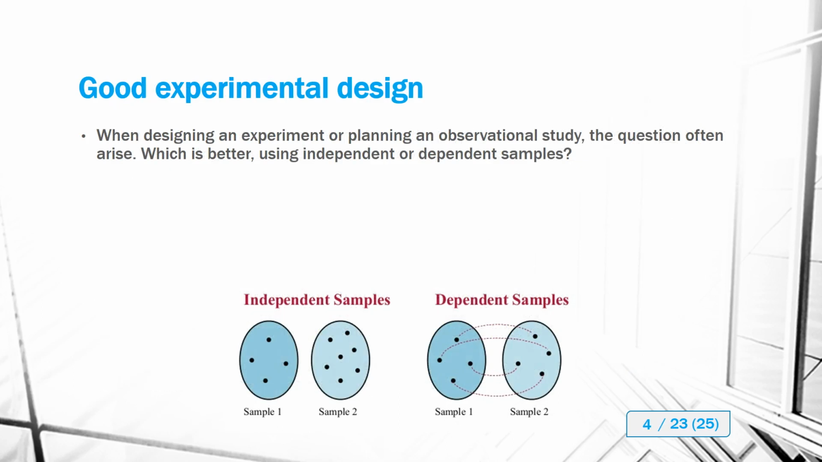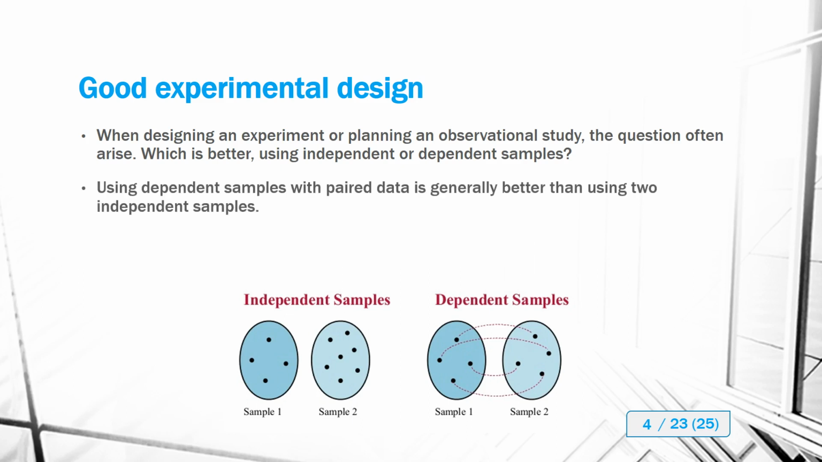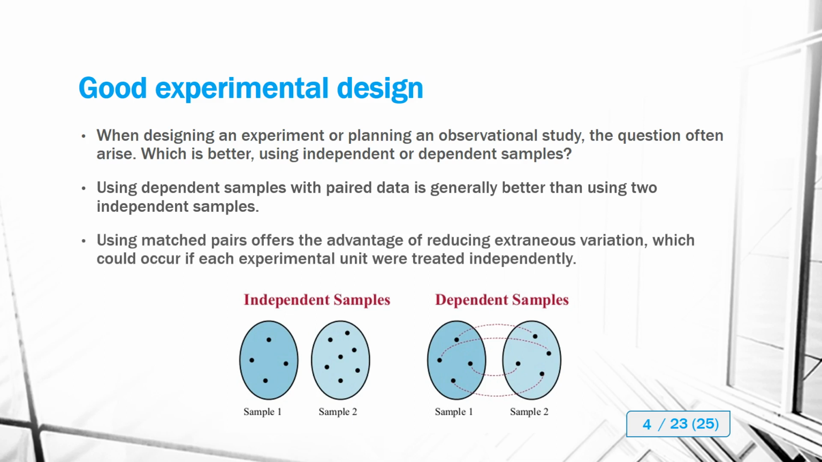Now, if you want good experimental design, the question often arises, which is better? Should we plan on using independent samples or should we plan on using dependent samples? And the answer to that question is usually you want to use dependent samples with paired data. It's generally better than two independent samples. And the reason for that is that when you have two independent samples, you have much more variation overall than if you have two dependent samples, because the relationship between the members of each grouping is going to put some sort of control on the variation.